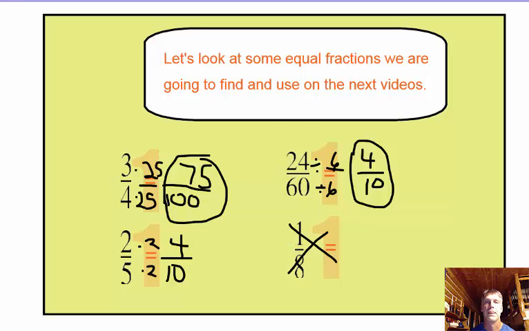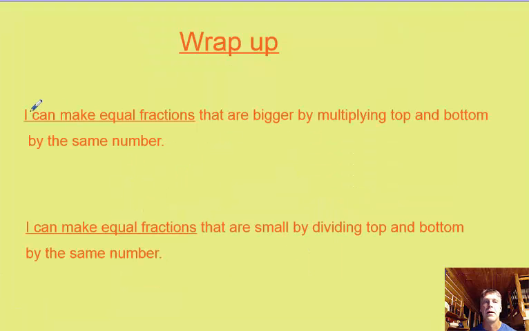All right. Let's wrap it up here. I can make equivalent fractions that are bigger by doing what? By multiplying top and bottom by the same number. Make sure you have this written down now. I can find equivalent fractions by multiplying top and bottom by the same number. And I can make equivalent fractions by dividing. I can knock it down by dividing top and bottom by the same number. This is called reducing or simplifying fractions.